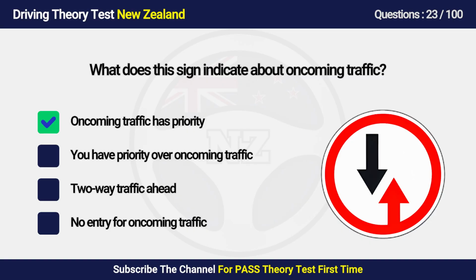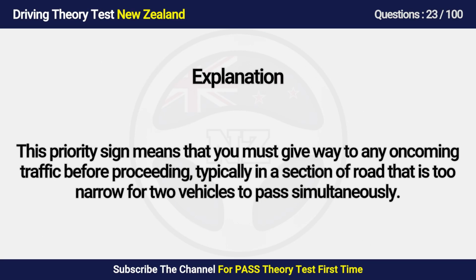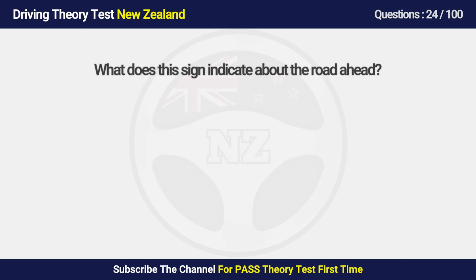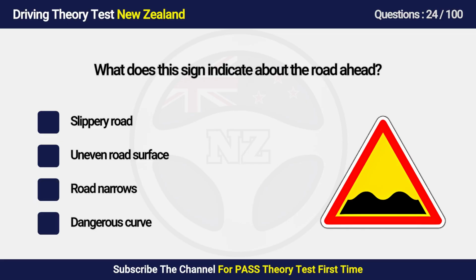Answer is A. Oncoming traffic has priority. This priority sign means that you must give way to any oncoming traffic before proceeding, typically in a section of road that is too narrow for two vehicles to pass simultaneously. Question 24. What does this sign indicate about the road ahead? A. Slippery road. B. Uneven road surface. C. Road narrows. D. Dangerous curve.